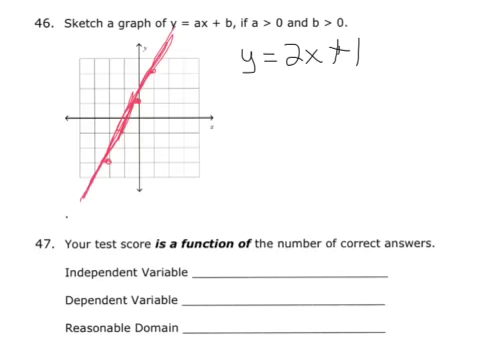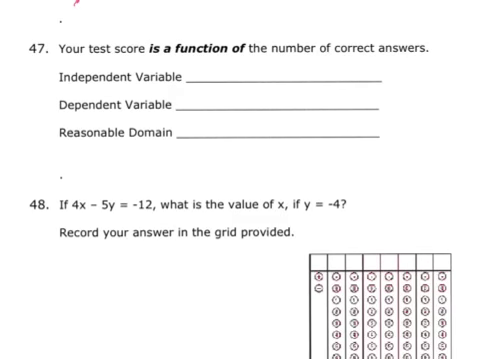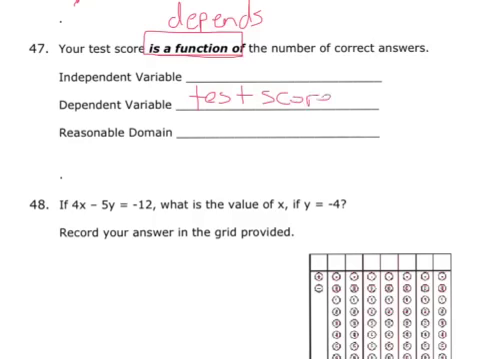Number 47. Your test score is a function of the number of correct answers. Is a function of is another way to say depends on. If you look at the way this sentence is structured, you have your test score depends. So the test score is your dependent variable. And what is it depending on? It depends on the number of correct answers.